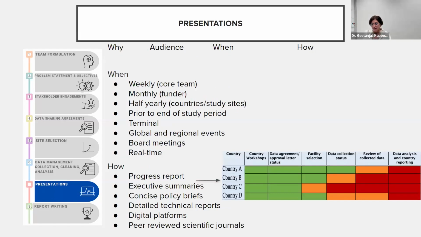So it would be good if the core team, which is actually working on the surveillance study, definitely tries to meet every week. So you can say, okay, every Thursday, Friday, Tuesday, whatever. So they meet. What are you presenting? It could be an informal discussion, either online or on site, if everybody's together. You just give your progress, what has happened over the last week.